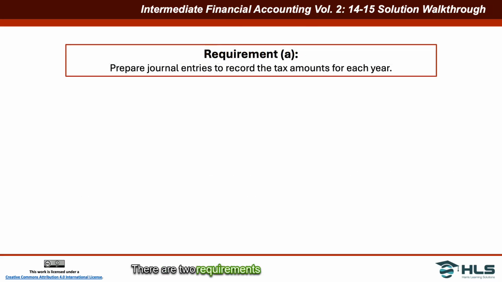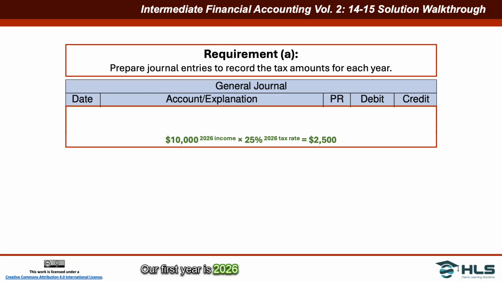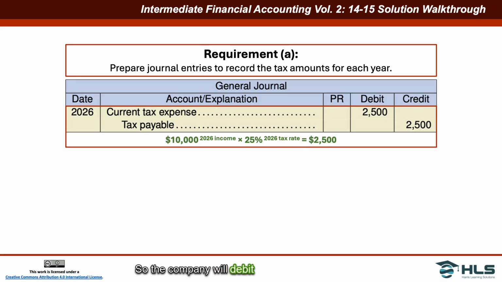There are two requirements for this problem, so let's begin with requirement A, which asks us to prepare the journal entries to record the tax amounts for each year. Our first year is 2026, where we have $10,000 in taxable income or taxable profit. We're going to multiply that by the 2026 tax rate of 25% to give us current tax expense and payable of $2,500. So the company will debit current tax expense and credit income taxes payable for $2,500.